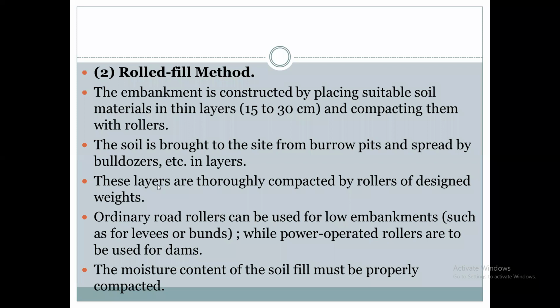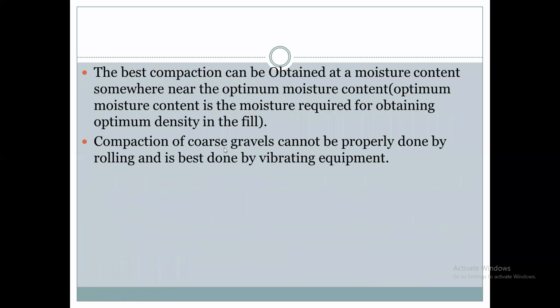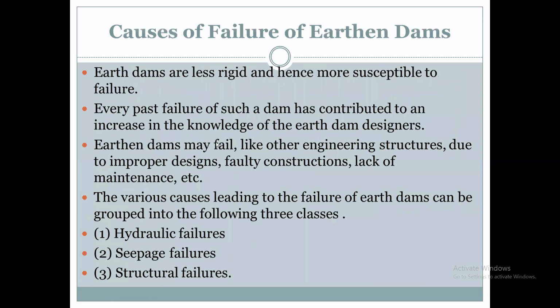Continuous compaction and laying of the soil layers is done until the required height is reached. Every layer has 15 to 30 centimeters thickness. In this way, each layer is laid and compacted to form an earthen dam. This is the roll fill method.